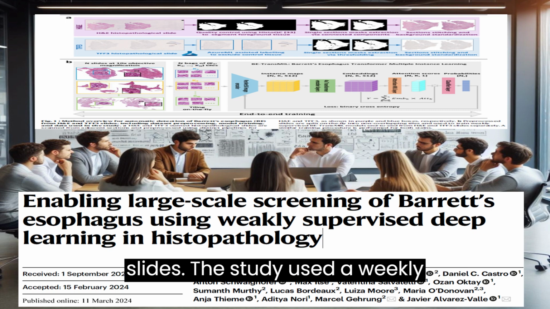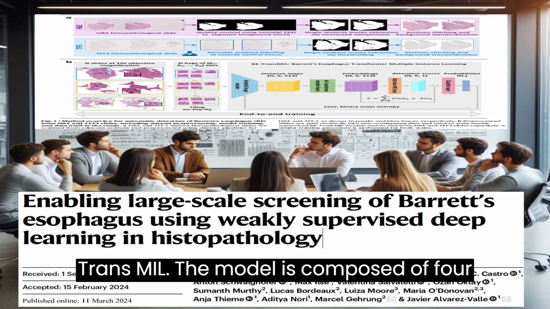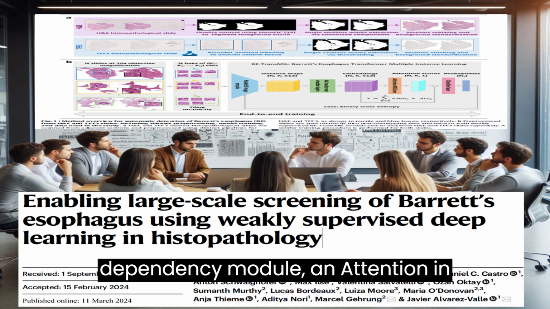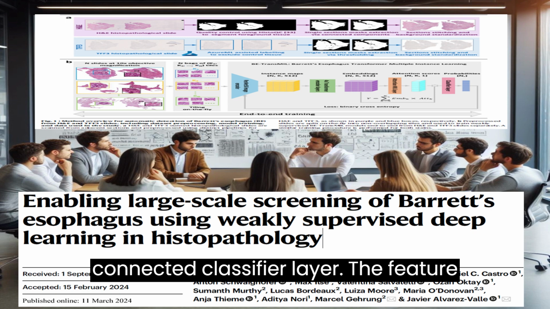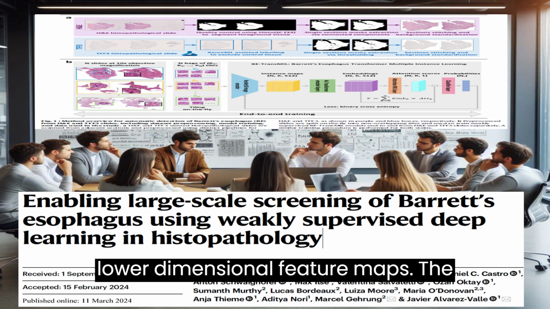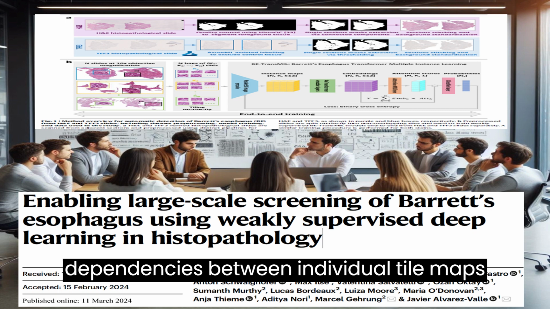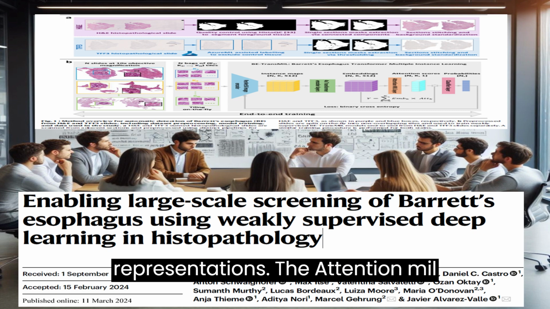The study used a weakly supervised deep learning model called BTransMIL. The model is composed of 4 main components: a feature extractor, a dependency module, an attention MIL pooling module, and a fully connected classifier layer. The feature extractor encodes each image tile into lower dimensional feature maps. The dependency module captures spatial dependencies between individual tile maps in a bag into compact vector representations.